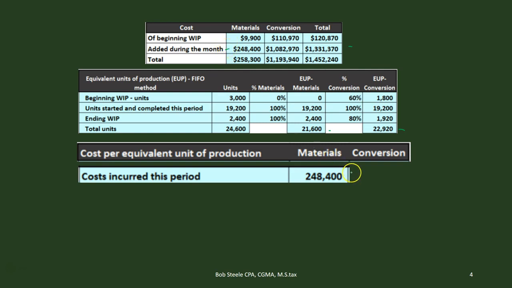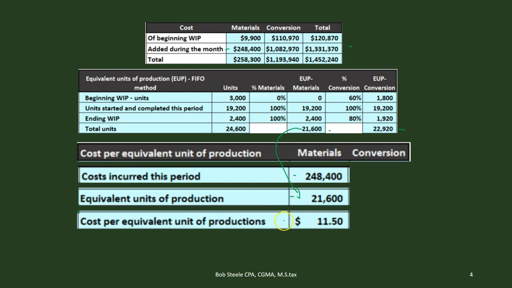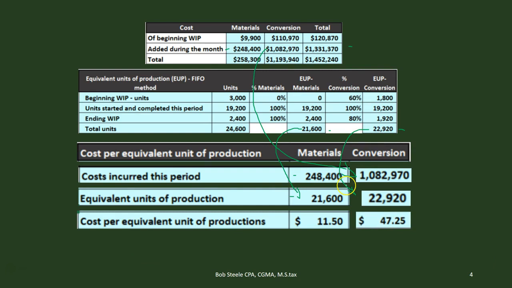So we've got the 248.4, and we're going to divide that by the equivalent units for materials, which of course is this number that we just calculated. This is a dollar amount, this is a unit amount, and that gives us the dollar amount of $11.50 per equivalent unit in terms of materials. We're going to do the same thing for conversion. We had the conversion costs coming from there, and that dollar amount divided by the units gives us the cost per unit in terms of conversion, which is going to be labor and the overhead.